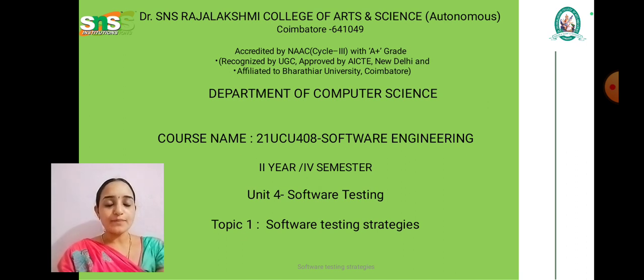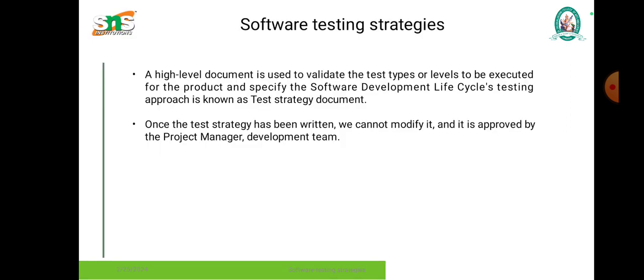Now we are going to discuss software testing strategies in software engineering. So let's discuss. The software testing strategy is a high-level document used to validate the test types or levels to be executed for the product and specify the software development lifecycle's testing. This approach is known as the test strategy document. Once the test strategy has been written, we cannot modify it, and it has to be approved by the project manager and the development team.